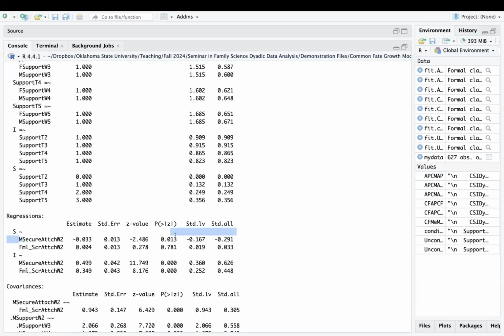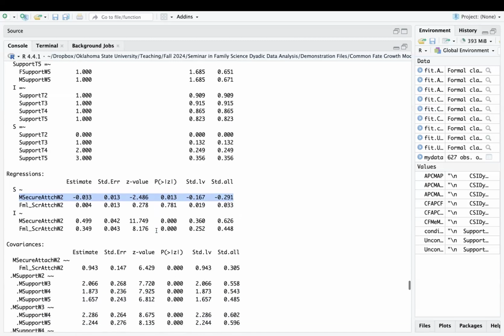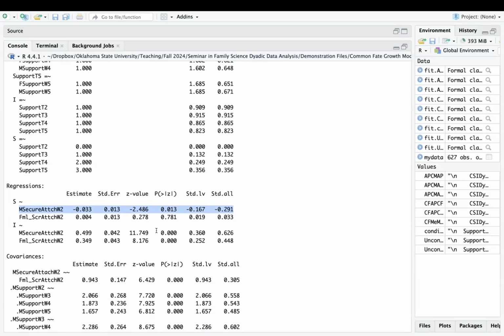So what we have is male secure attachment predicts variance in the slope. We are going to pretend, for sake of demonstration, that the slope actually has a significant amount of variance. And so we have a negative mean, so there were declines in support over time. What that means is we had a negative mean, and then we have a negative association. That means the higher that men were in secure attachment, the quicker the declines in support.